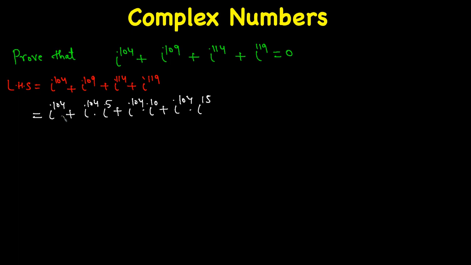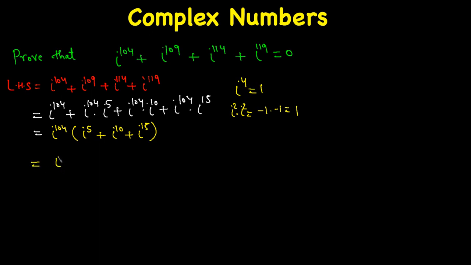Now you see each term has iota raised to power 104 as a common factor, so I'm going to take that out. That gives me iota raised to power 104 into iota raised to power 5, iota raised to power 10, and iota raised to power 15. Now I'm going to use that iota raised to power 4 is equal to 1. Why? Because iota square into iota square gives me -1 times -1, which is equal to 1. So I'm going to write all these imaginary numbers in terms of iota raised to power 4.